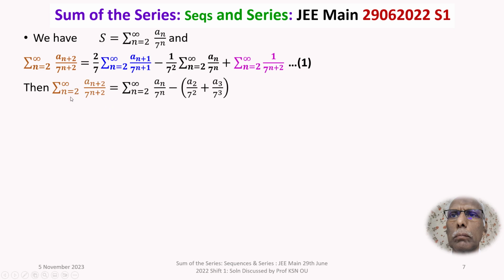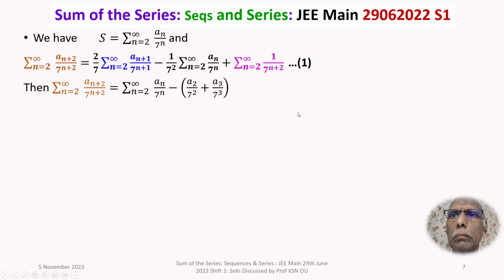Because it starts from n equal to 2 means a4 by 7 power 4 onwards. That is why it is sigma n equal to 2 to infinity of a_n by 7 power n minus, since the first two terms are missing from here, a2 by 7 square plus a3 by 7 cube. These are the second term and third term. Now, by the way, what is a2 and what is a3? We know a0, we know a1, and we know the recurrence relation.